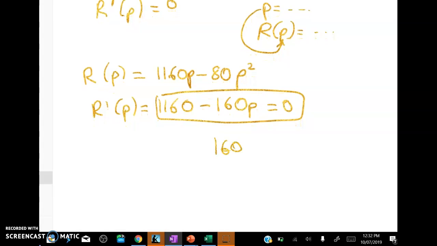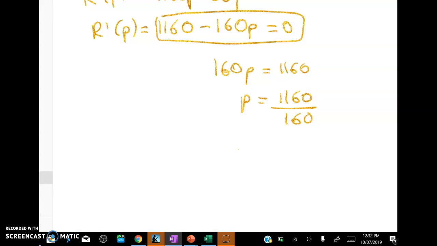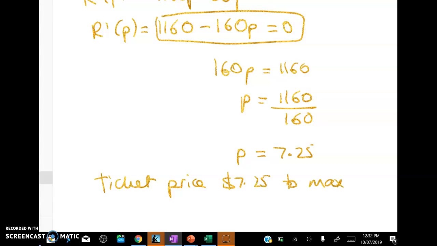Right, so 160p is 1160. P is equal to 1160 over 160, which gives us p, the price of the tickets, of $7.25. So we should probably write that down in dollars and cents. So ticket price should be $7.25 to maximize revenue.